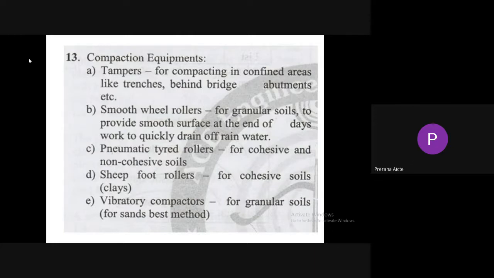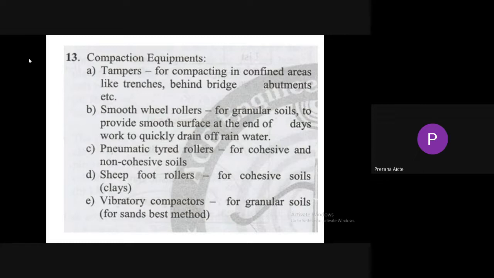So tampers are a small equipment, so we can take the tampers to narrow areas also. In the case of bridge abutments or any narrow areas, equipment like rollers and JCBs cannot fit into the narrow areas. That's why we need to go for tampers.